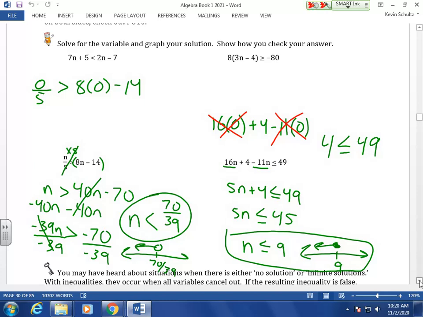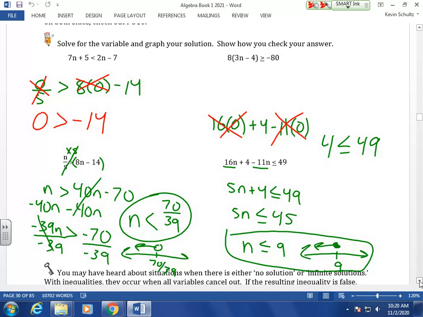And we see why I like 0. What's 0 divided by 5? 0. What's 8 times 0? 0. What am I left with on the right side? Negative 14. Is 0 greater than negative 14? Yes, it is. Okay. Great number to test.